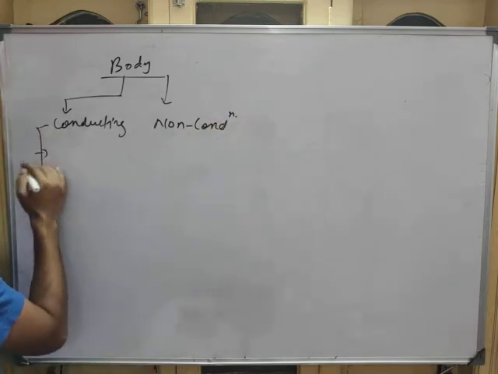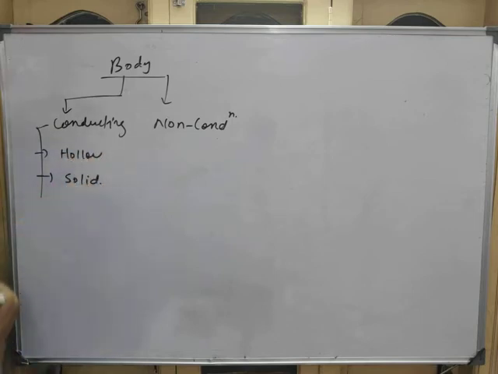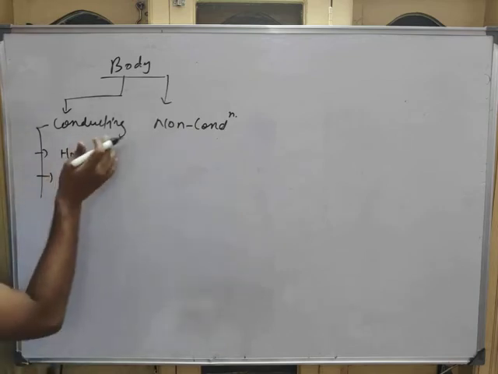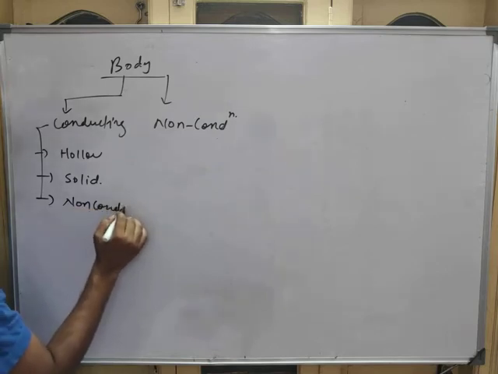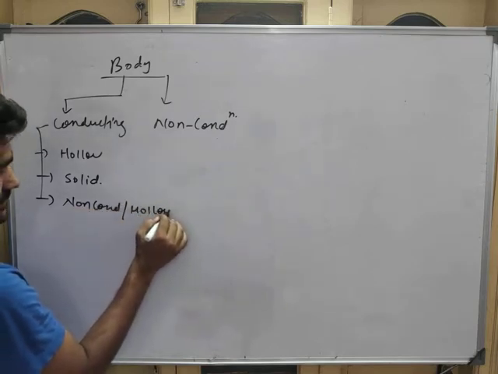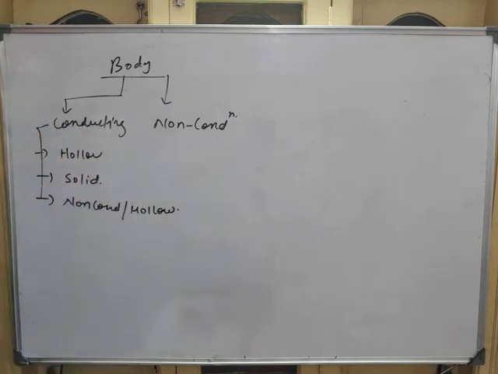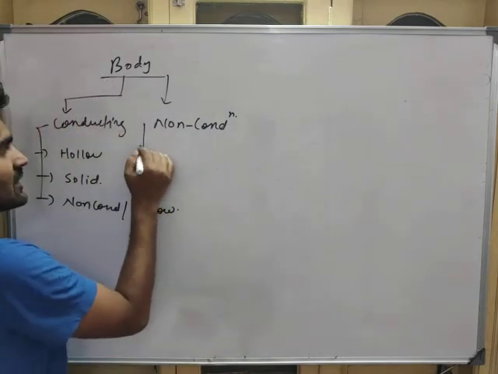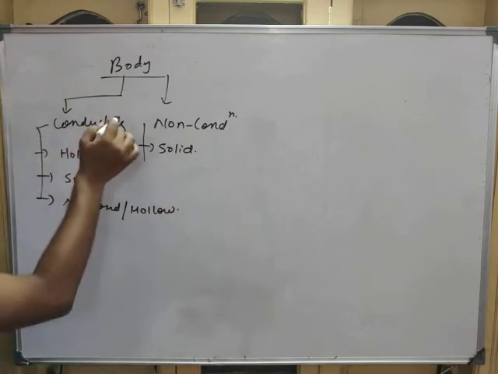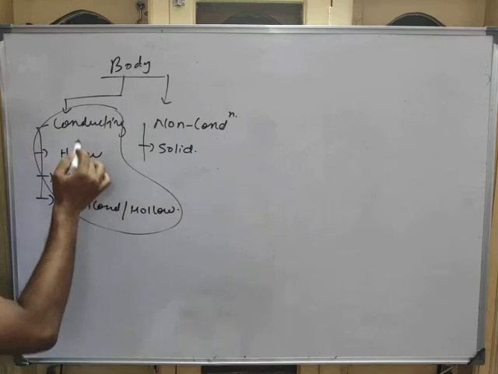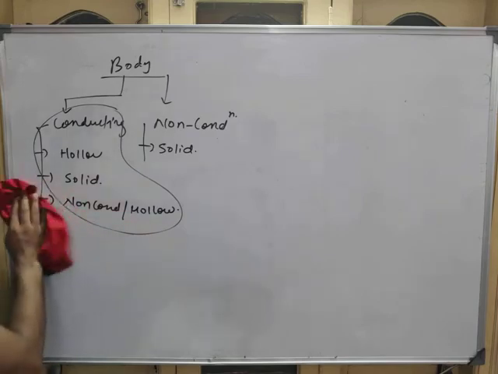So here we will see the hollow. Here we will see solid also. But here, the non-conducting but hollow body will behave the same as conducting in case of field. In non-conducting we will see only solid, right? Okay, so first we'll take these cases: conducting, hollow, solid, and non-conducting, hollow, right?